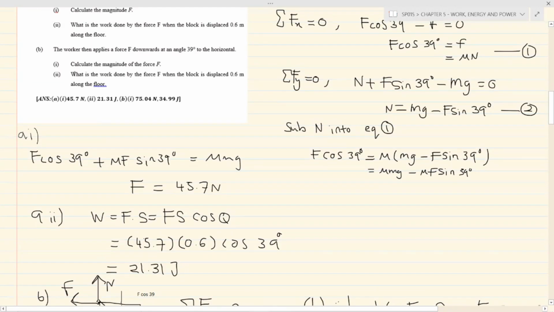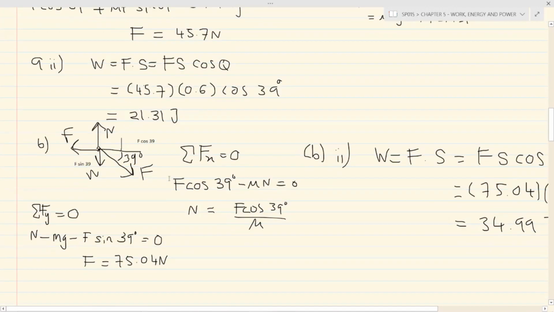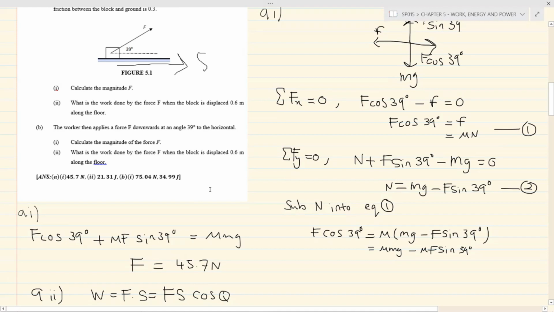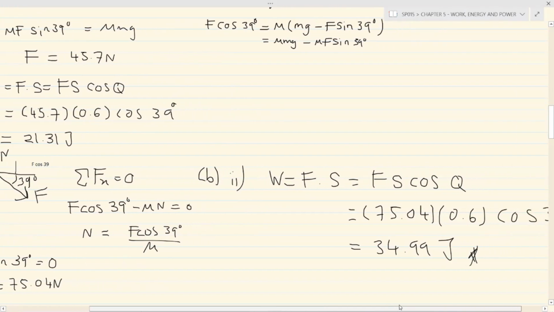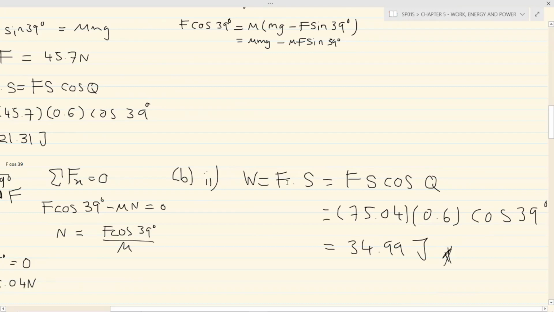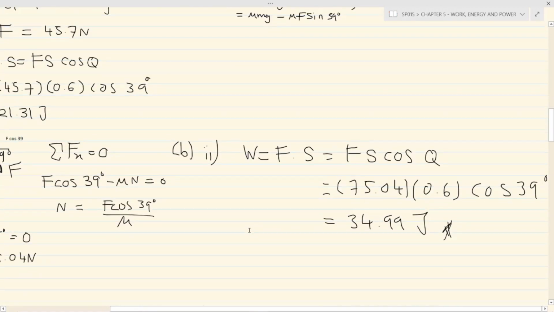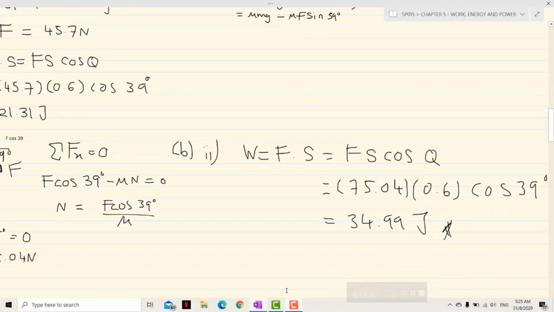Okay, so for question number B2 pula, what work is done? So again, kita dah find force, displacement dia masih lagi 0.6. So we know that work pula for question B2 is F dot S, which is Fs cos theta. Cos theta tu is the angle between the force and displacement. Force tu kita dah cari 75.04 times the displacement of 0.6 cos 39 degrees. You should have the work done is 34.99 joule. Ataupun kalau korang tulis 35 ke, it's still the same lah, but 34.99 joule. Okay, so that is for question number B2 lah.